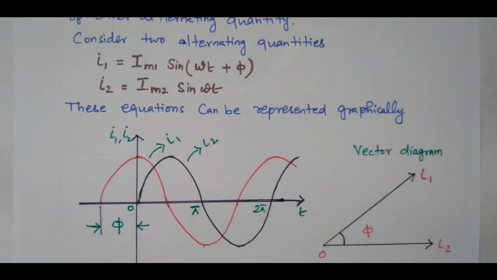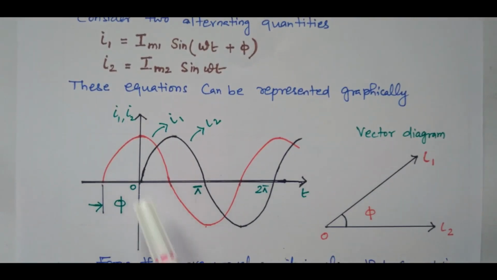So that is represented in the waveform. See, this I2 starts as normal, it starts at 0. But I1 starts earlier. Before the angle of pi, I1 starts. Before I2 starts, I1 starts earlier with an angle of pi. So that indicates this is leading. I1 is leading the current I2 with an angle of pi.